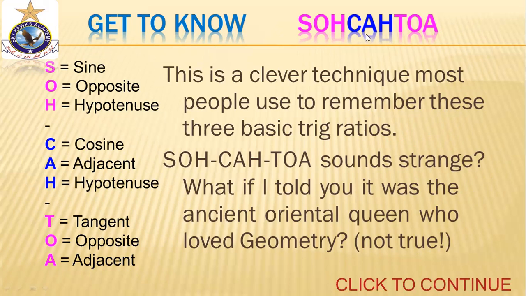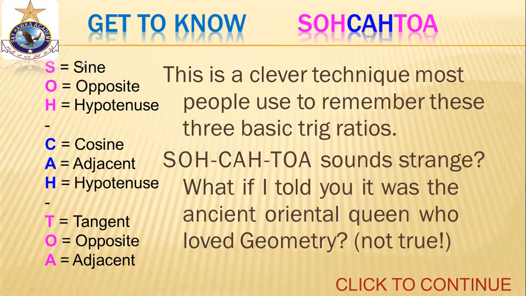Anyhow, now look at this. Please read this one. So SOH is sine, opposite, hypotenuse. Please read all the abbreviations. All these are very important. So cosine is adjacent over hypotenuse, and then tangent is opposite over adjacent. So these are the three ratios.